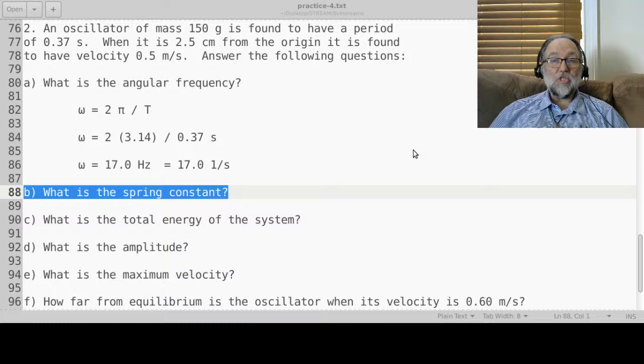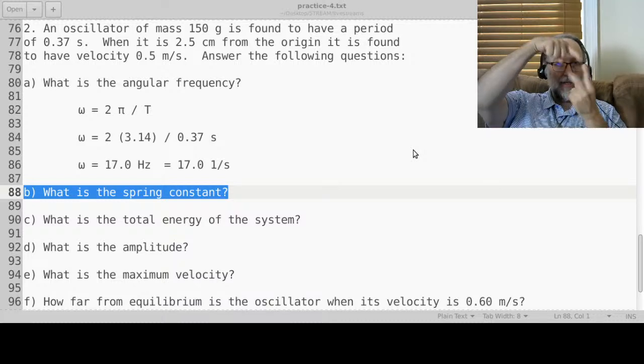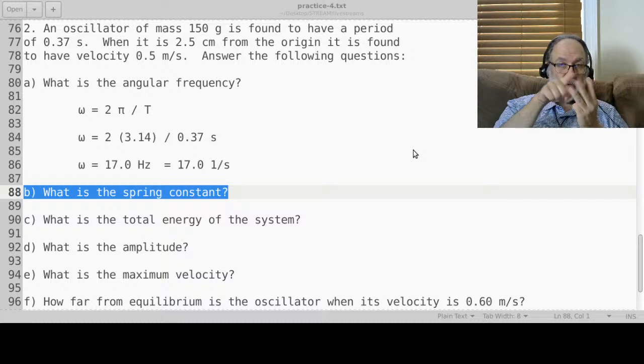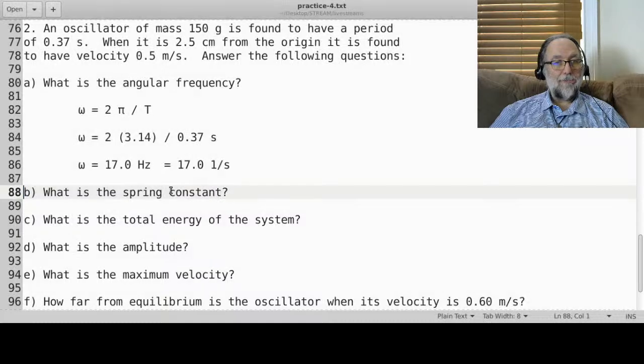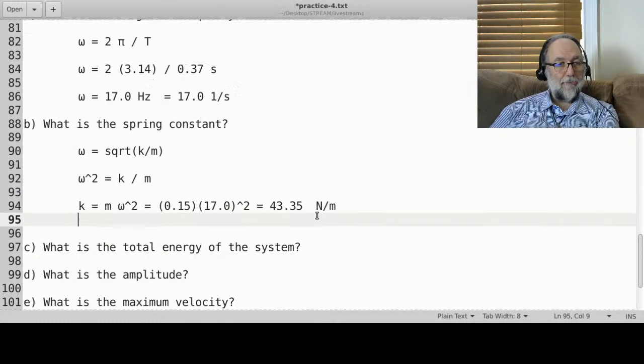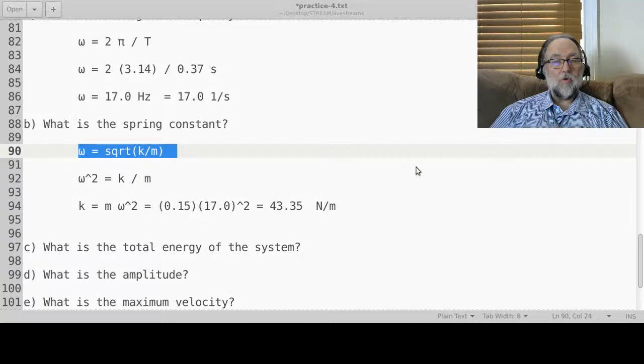Why? There's a relationship between mass, spring constant, and angular frequency. Those three go together, and we discovered that out of the dynamics. Since you're the calc class, I actually proved that for you by doing some differentiation. So there's a relationship between K, M, and omega. And what is that relationship? Here it is. Omega is equal to the square root of K over M.